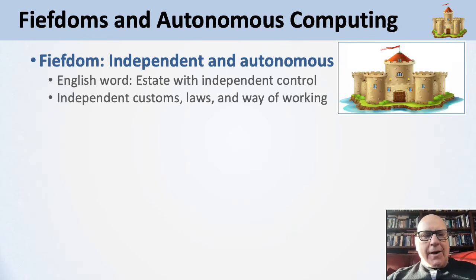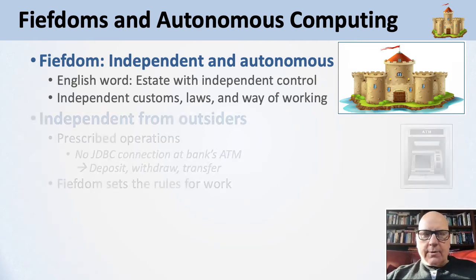So let's talk about fiefdoms and autonomous computing. What's a fiefdom? It's something that is independent and autonomous. Now, in English, that word was used commonly in the Middle Ages to describe a boundary of independence, a duchy, a barony, some kingdom. They were independent. They had their own customs, their laws, their way of working. It was just a place that things were different inside, and they had their own world.